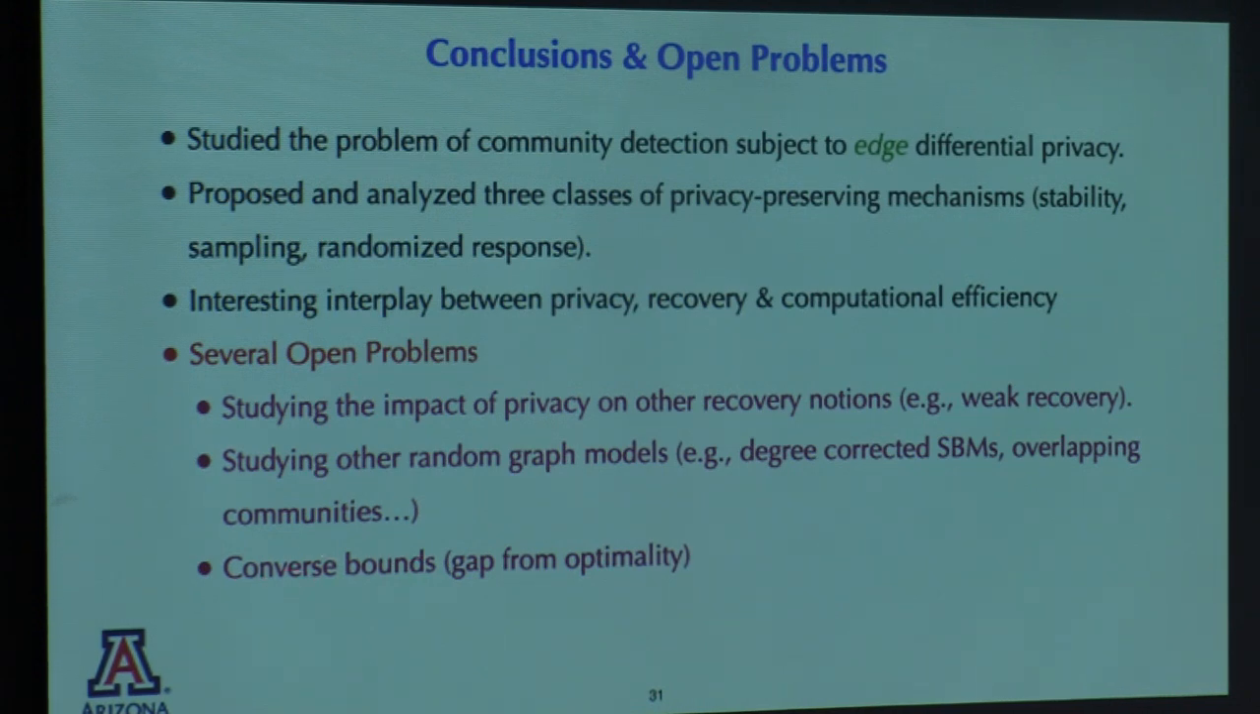Converse bounds are probably the most interesting for me. Abbe and Sandon did the converse by analyzing the maximum likelihood estimator. We don't know what the analog of that argument is. We don't know what the optimal private maximum likelihood is. There is no such thing within our context. So this is perhaps the most intriguing question, thinking about converse bounds. I think that's all I have to say.